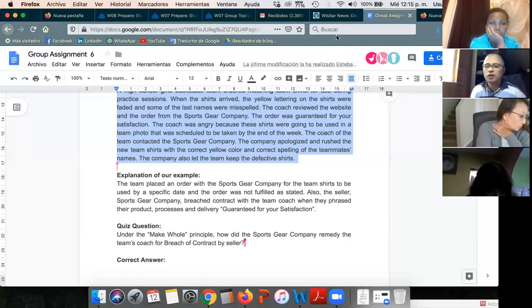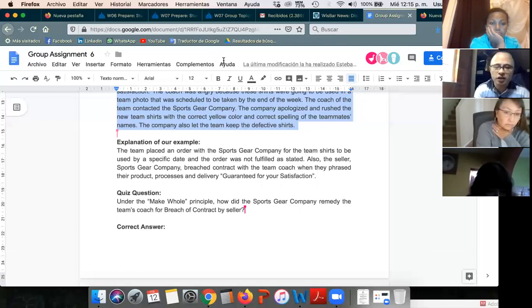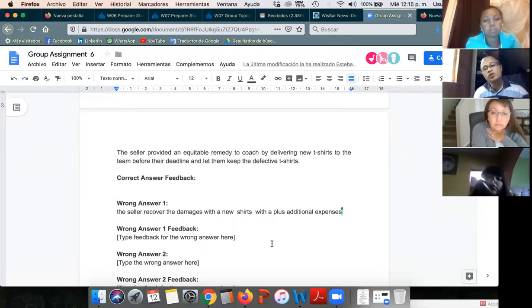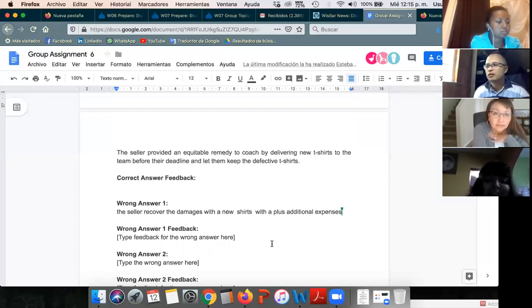What do you think is a wrong answer here? Let me show you. The seller recovered the damages with new shares plus additional expenses. Oh, so this is the correct answer. No. Oh, but it's a wrong answer. Okay.